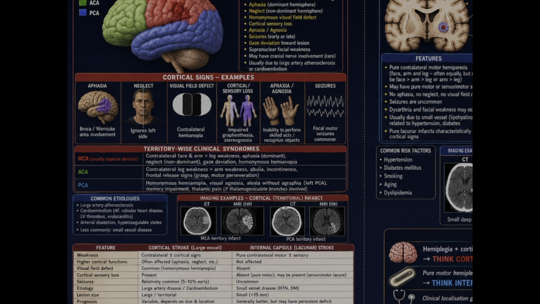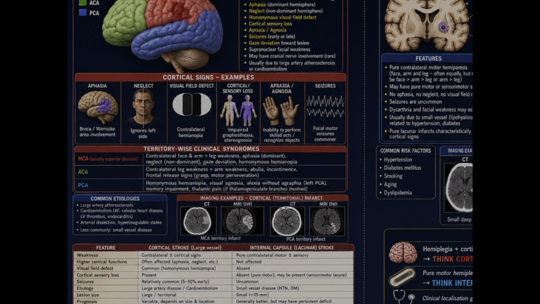If it is posterior cerebral artery, you have homonymous hemianopia, visual agnosia, prosopagnosia, alexia without agraphia, memory impairment and thalamic pain syndrome when thalamic branches are involved. You have to remember this.